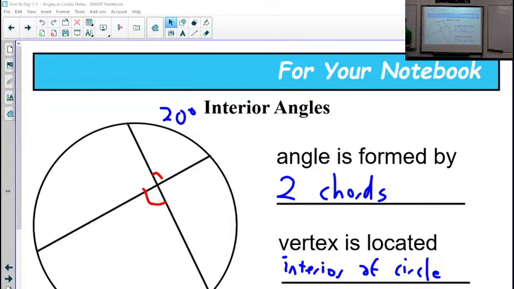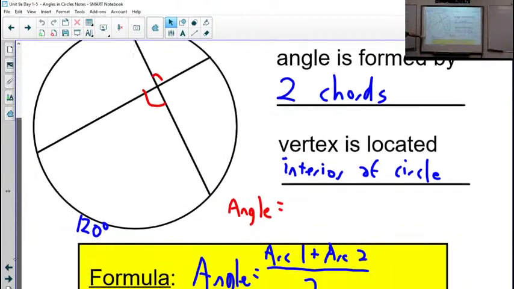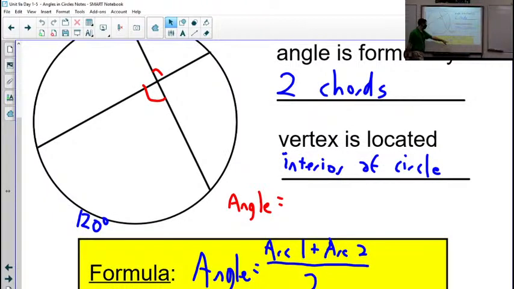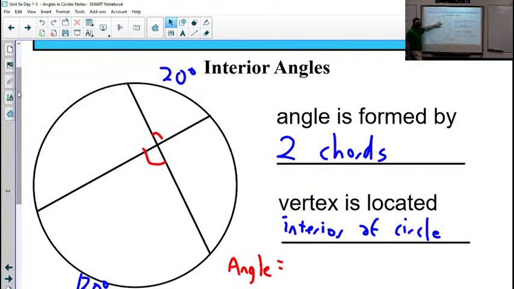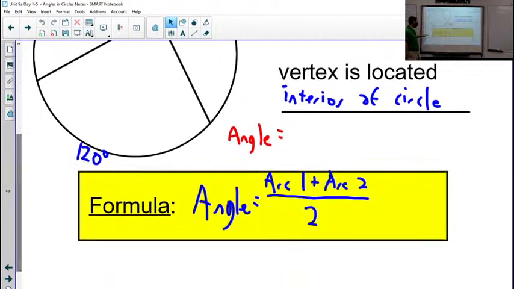But when our angles are inside of the circle, then our formula is that to get this angle that's inside of the circle, we are going to average the arcs together. And I find an average by adding together and dividing by 2. So our formula is going to be add our arcs, divide by 2.